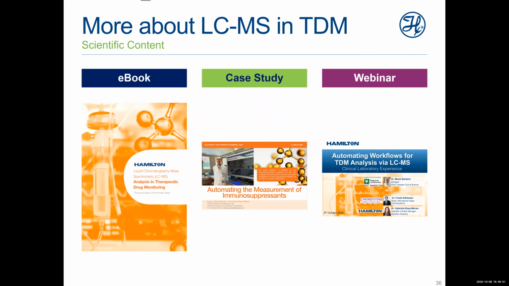So I would like to invite you to take a look at the content that we have recently developed around this topic. We have an ebook which talks about TDM analysis, why automation is important in this area, and what we as Hamilton can offer. We also have a case study with Mosé, where he explains in more detail the automation of immunosuppressants in the Chromsystem MaStar, and this webinar, which will be available for everyone, but also for those who couldn't participate today.